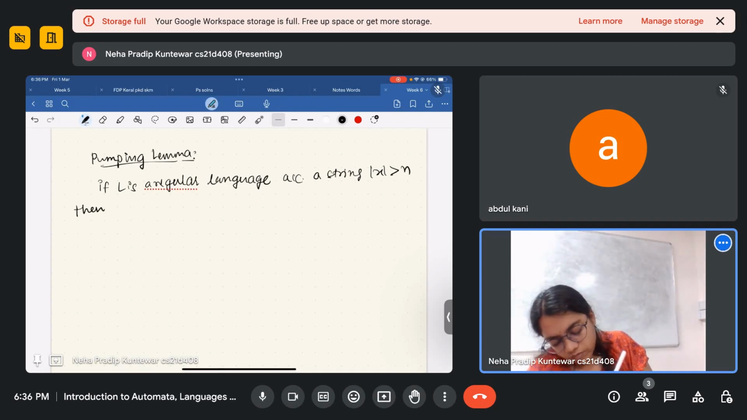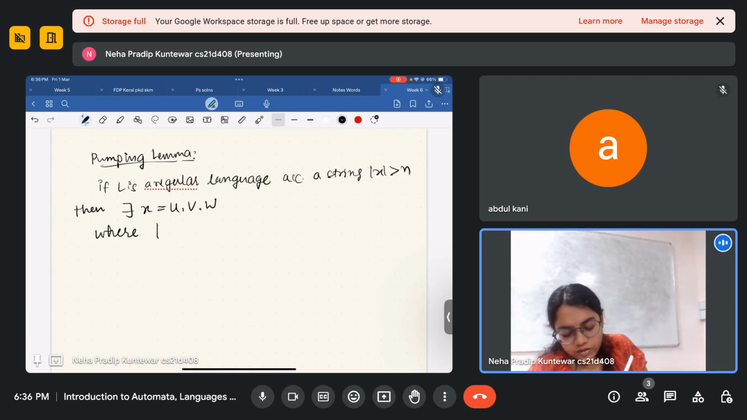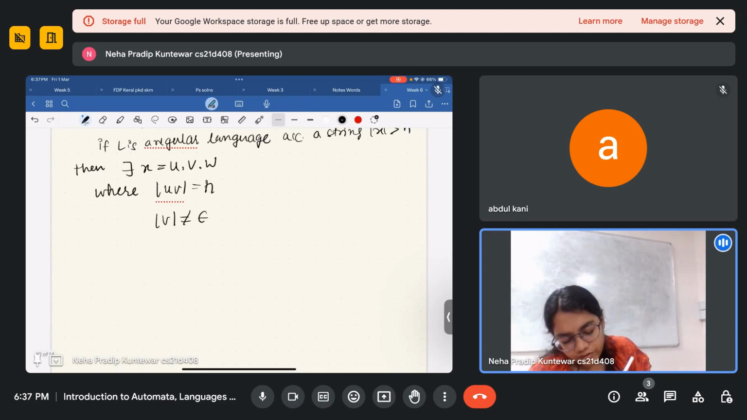Then there is some splitting of x which can be written as u v w, where the length of uv is at most p, or let's say n, and v is not epsilon, then every u v^i w for i greater than or equal to 0 would end up in the language.